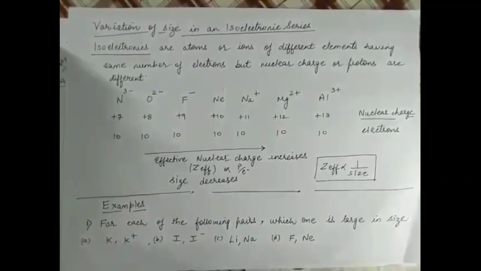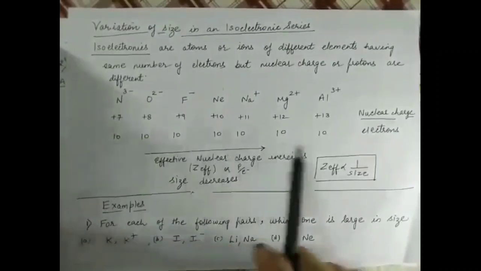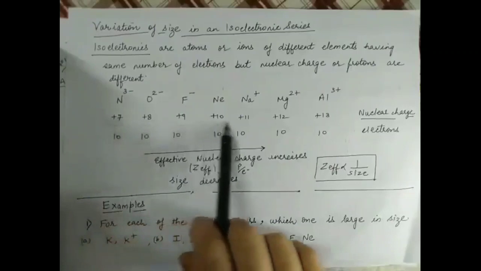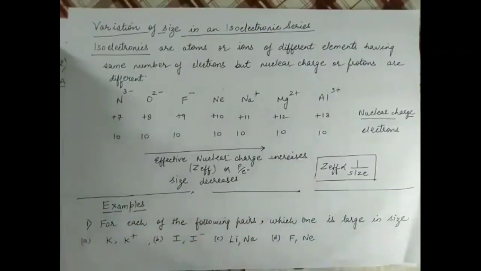Now we have to discuss the variation of size in the isoelectronic series. Now what happens as you move from left to right? The number of electrons is the same, but the number of protons is increasing. And as the number of protons increases, the nuclear attraction increases. The power of the nucleus is increasing to attract the electrons. So nuclear charge will increase.